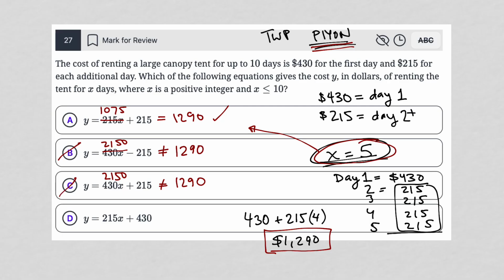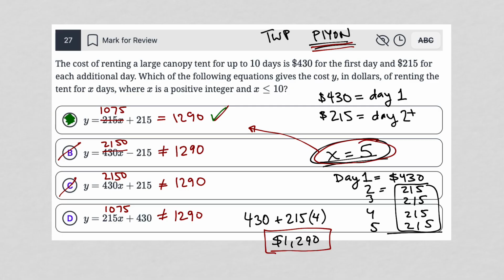And choice D, 215 times 5, again, it's back to that 1,075. And 1,075 plus 430 is definitely also not going to be 1,290. So only one answer worked here. That is choice A. And therefore, choice A must be the correct answer.